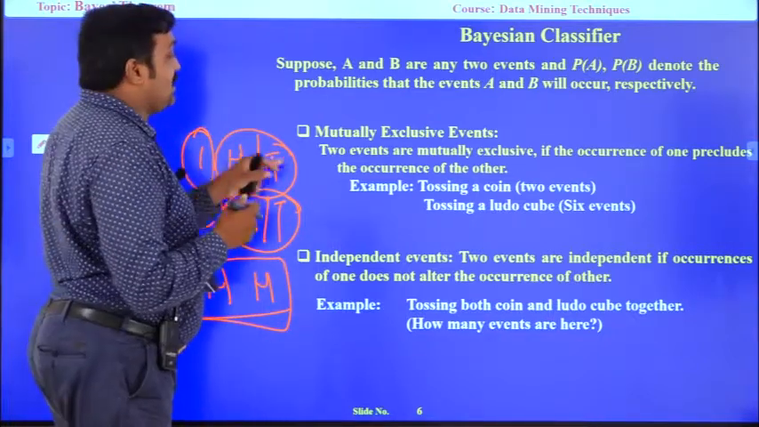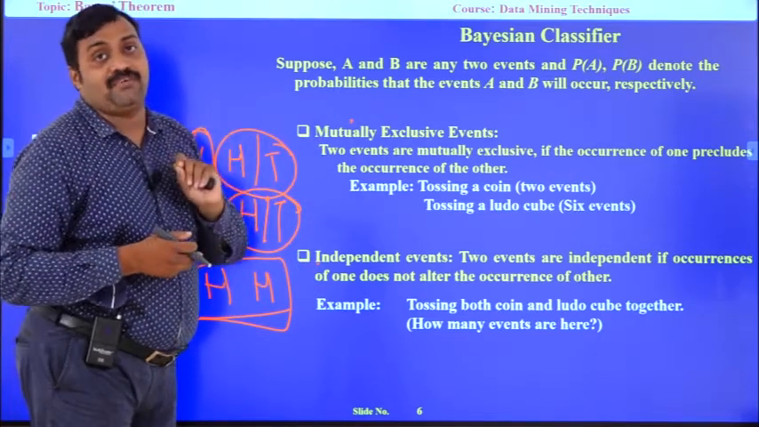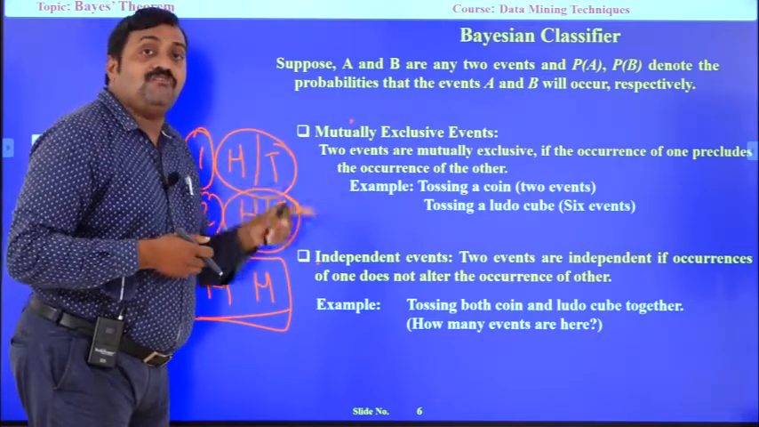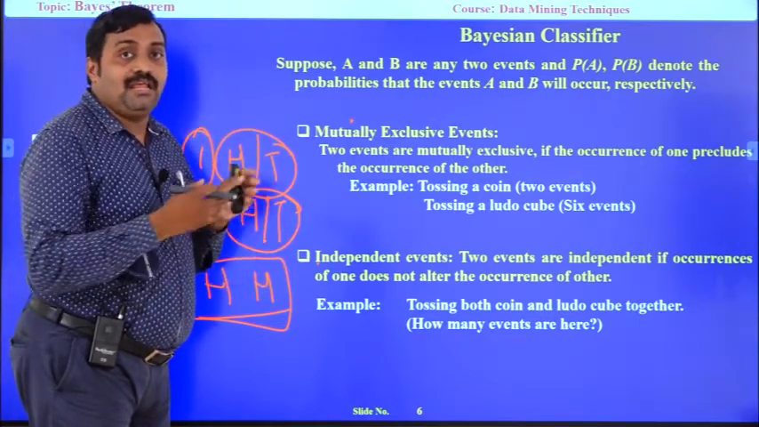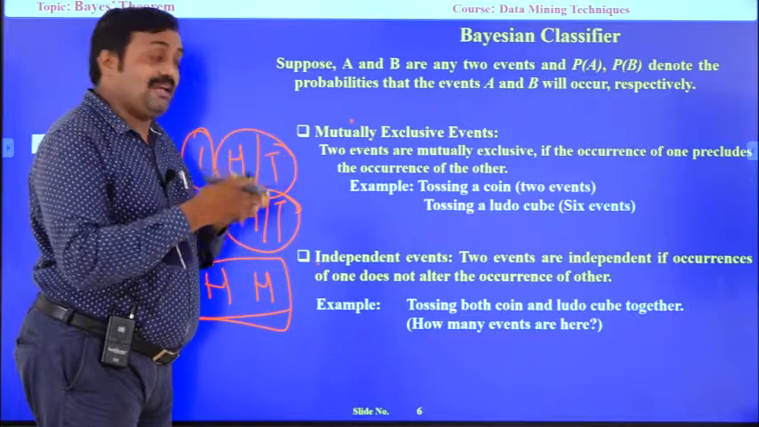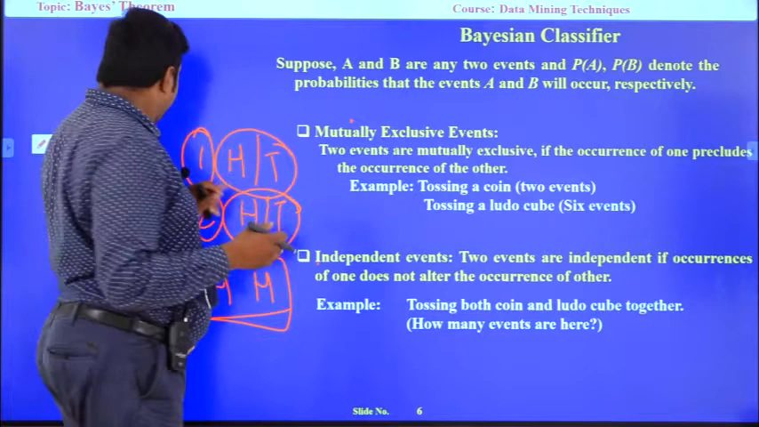So we have to understand what is mutual and what is independent before going to the Bayesian classifier. Mutual means only one outcome or one class will occur in a given attribute or class label. Independent means there is a chance of different outcomes. Okay.